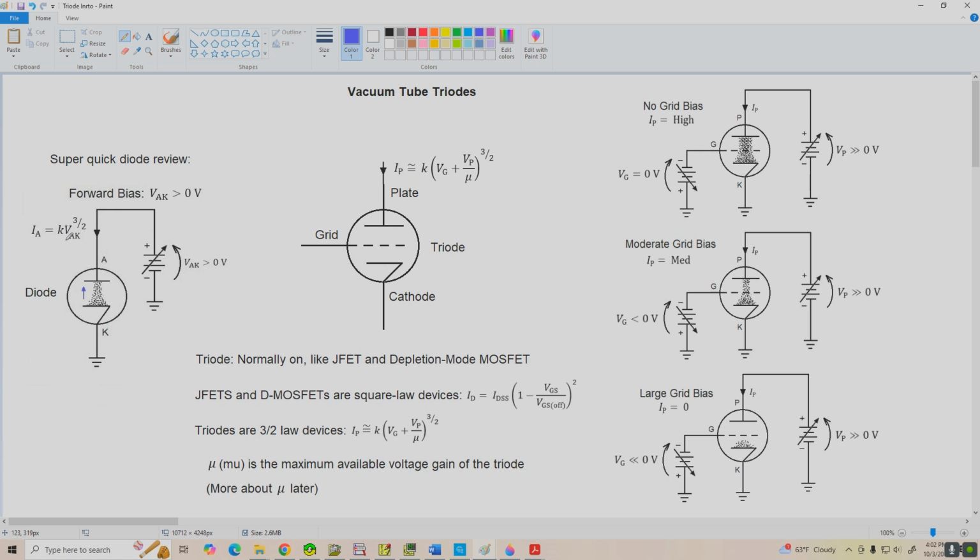The anode current is described by the Child-Langmuir law, which says it's equal to K, the perviance of the diode, times the anode to cathode voltage raised to the 3/2 power.